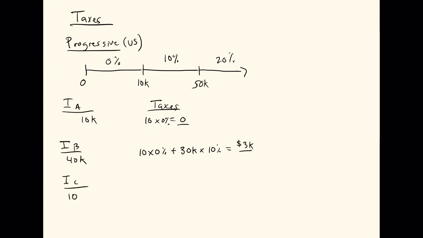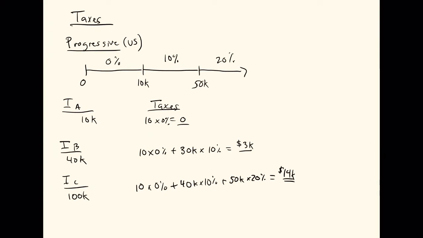All right, so let's look at a higher income person, income C. Income C, he makes $100,000. If you make $100,000, that first 10,000 is just going to be taxed at 0. That next $40,000, the difference between 10 and 50, is going to be taxed at 10%, and then that final 50 would be taxed at the full 20%. Grand total, 10% times 40 is 4,000. 50 times 20% is 10,000. Total of $14,000 in taxes.